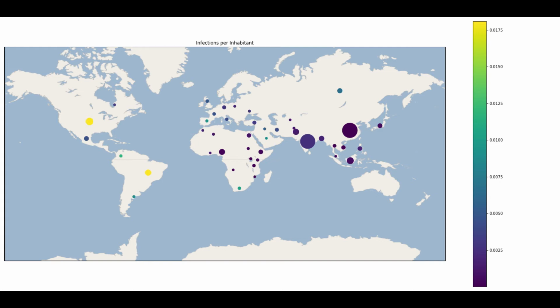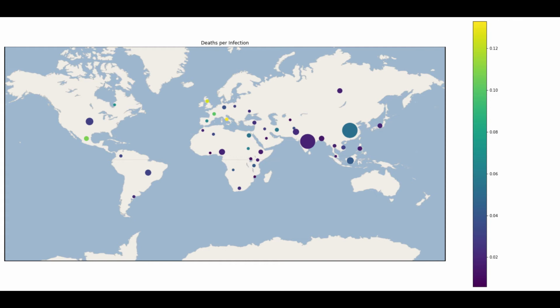So the two most important parts where the most infections per inhabitant are reported are Brazil and the United States. So yeah, that diverges from the information we get from the relative amount of deaths.